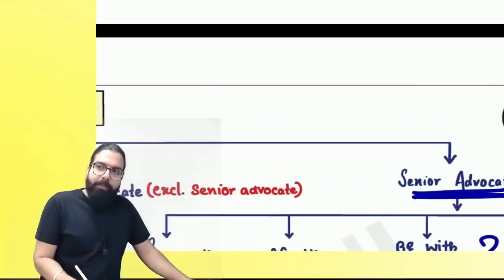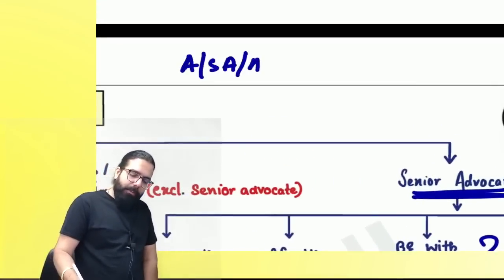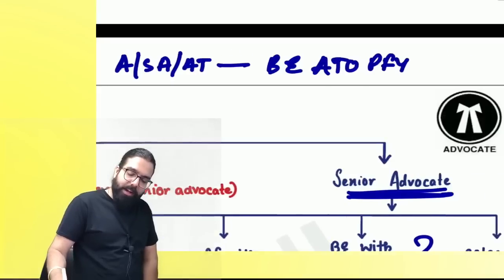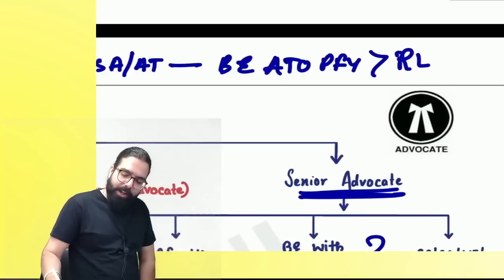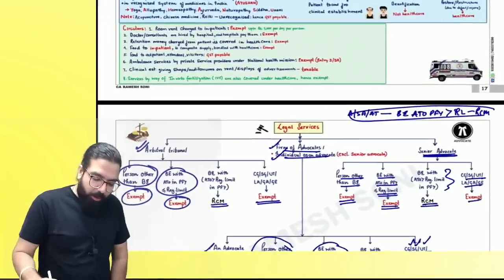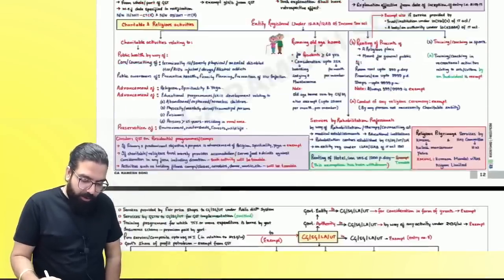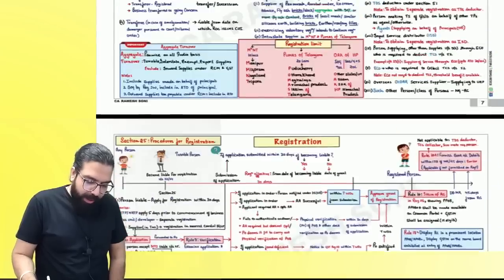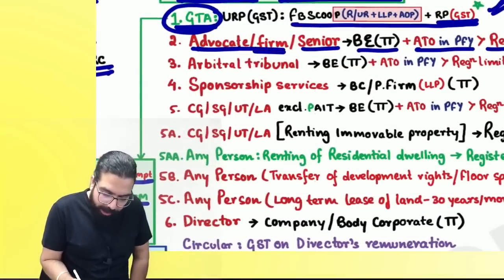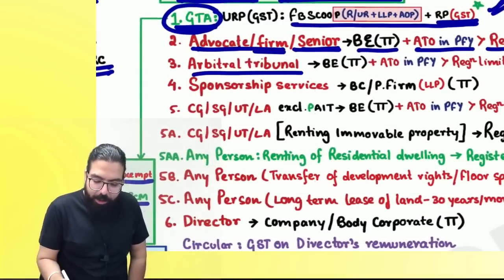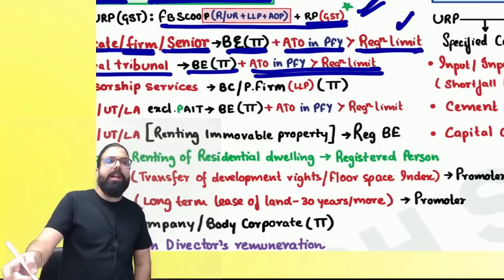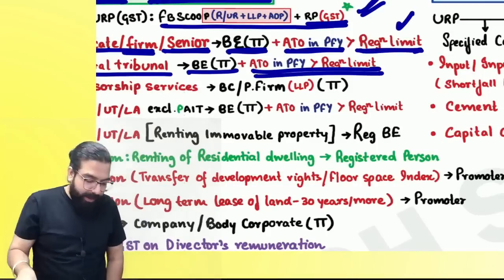Can I go ahead and write over here that advocate, senior advocate or arbitral tribunal giving services to a business entity whose aggregate turnover in the preceding financial year is greater than the registration limit, only then RCM. Will you remember? Please come back to your chart. We are done over here. Advocate, firm of advocate, senior advocate or arbitral tribunal giving services to a business entity whose aggregate turnover is greater than the registration limit, only then RCM, otherwise always exempt. Can I go ahead, everyone?